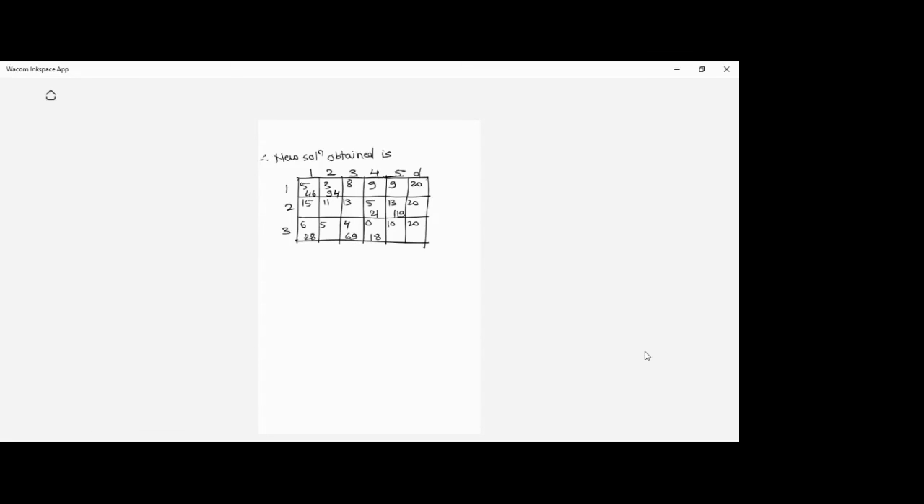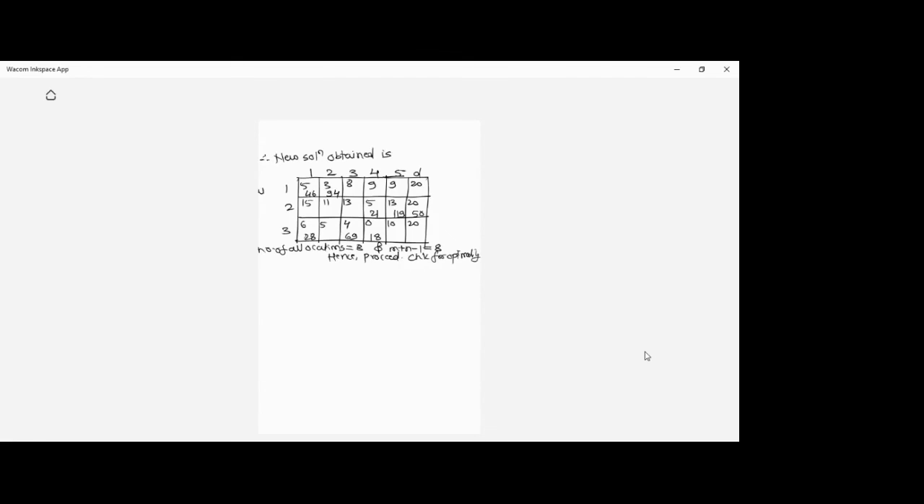So the number of allocations that we have again here is 1, 2, 3, 4, 5, 6, 7, and it was 8, right? So the number of allocations here is 8, and m plus n minus 1 is also equal to 8. So hence we can proceed. We have to check for the optimality.